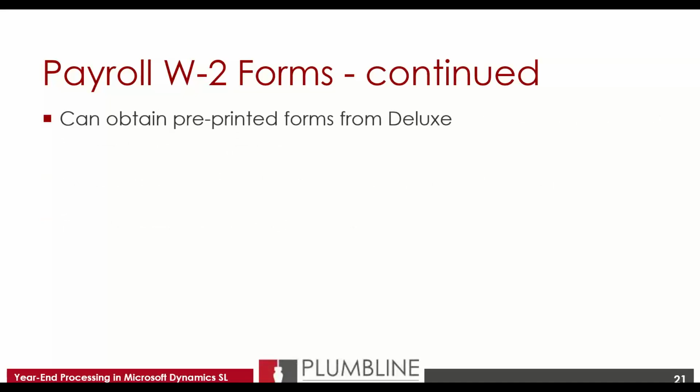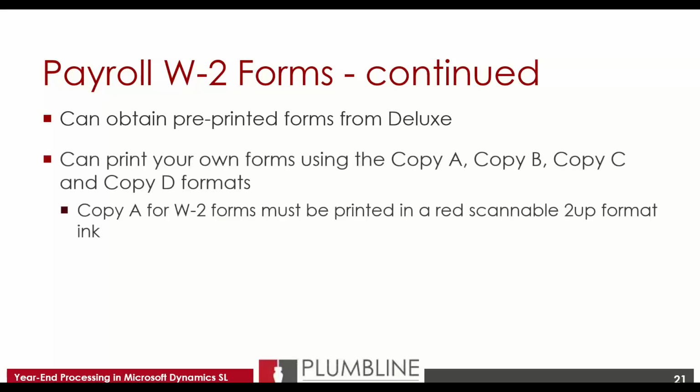You can obtain pre-printed forms from a company called Deluxe. They've been providing these forms for many years, and they've been found to line up quite nicely with the SL W-2 format. You can also print your own forms using the copy A, B, C, and D formats. These are all referred to as the plain paper copies, and those are going to print with the boxes as well as with your numbers.